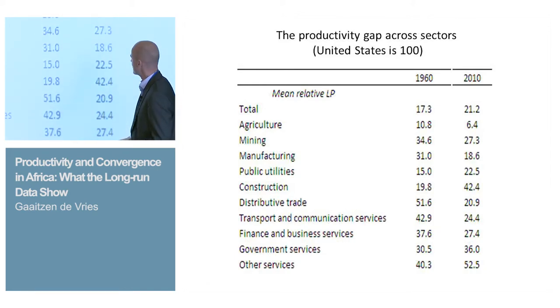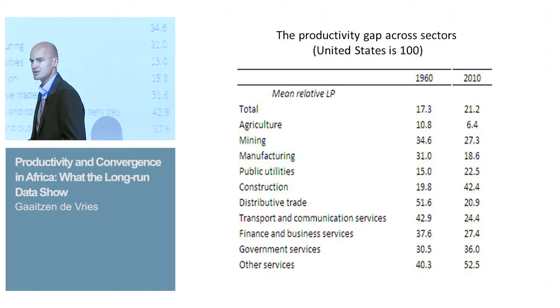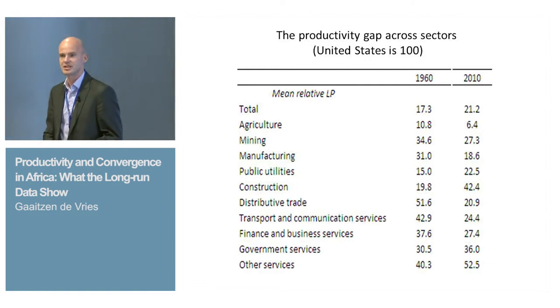Over time, it slightly improved, but this was mainly related to improvements in services sectors. Workers in developing countries moved to services sectors with somewhat higher productivity levels, so that was causing this catch-up for the total economy. But if you look at particular sectors, you do not see this trend.